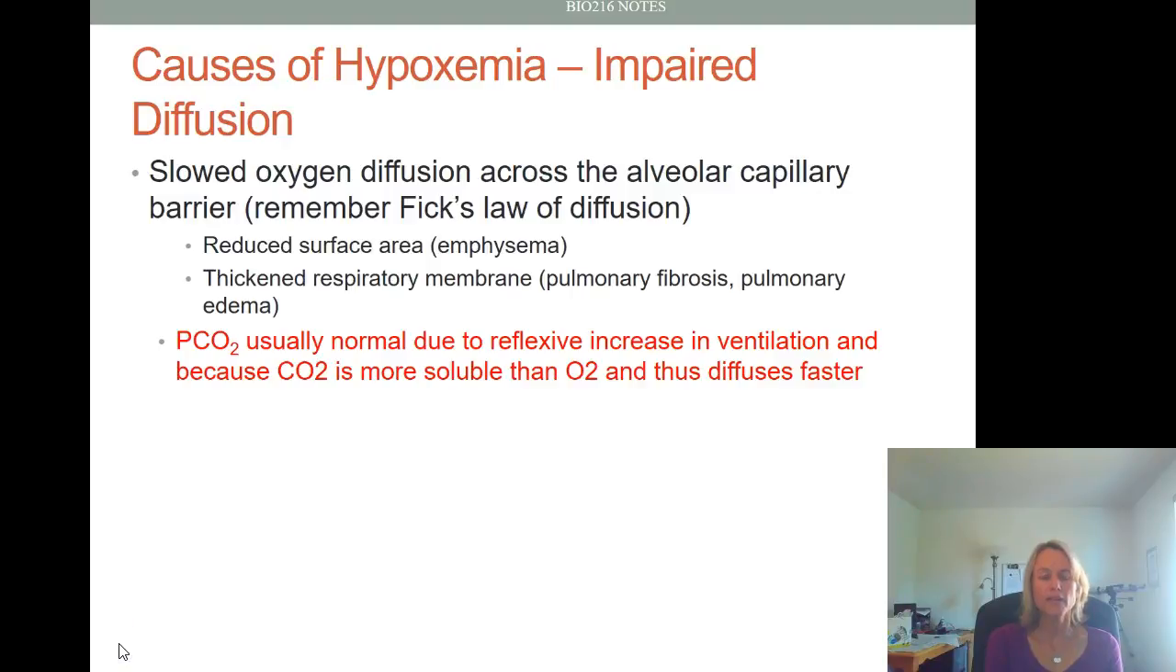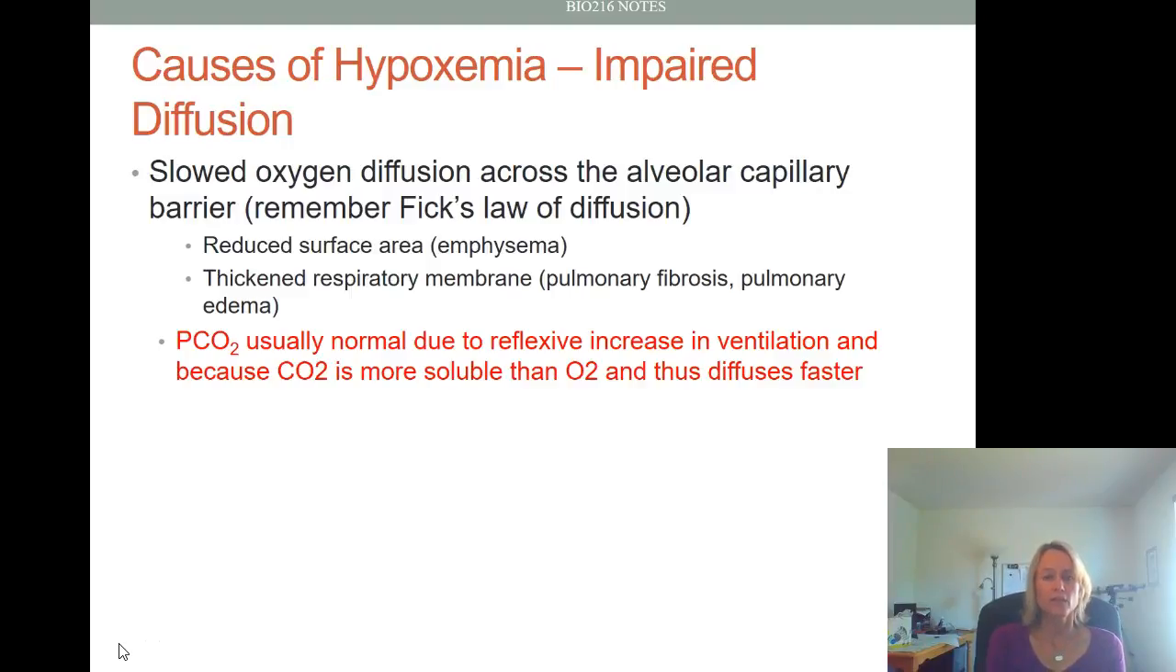Okay, our next cause of hypoxemia is when we have impaired diffusion. So when we have impaired diffusion, that means our rate of diffusion is too slow. We can't fully saturate our hemoglobin with oxygen. So we have very slowed oxygen diffusion across the alveolar capillary membrane.